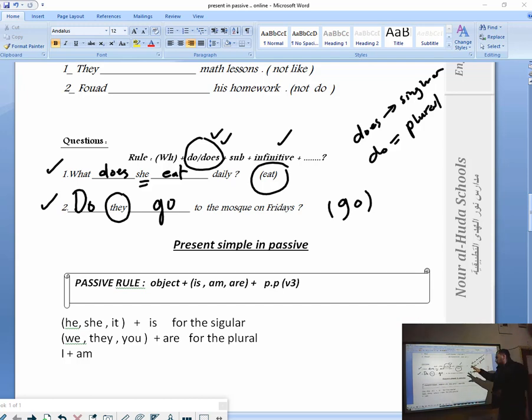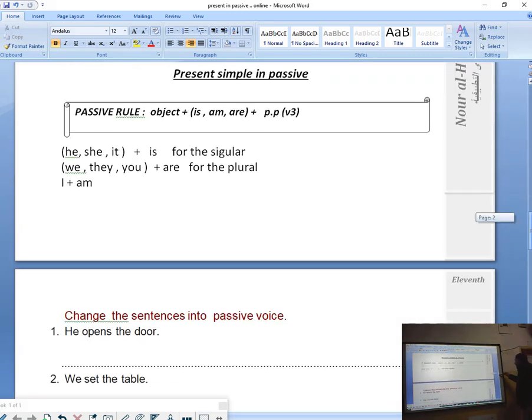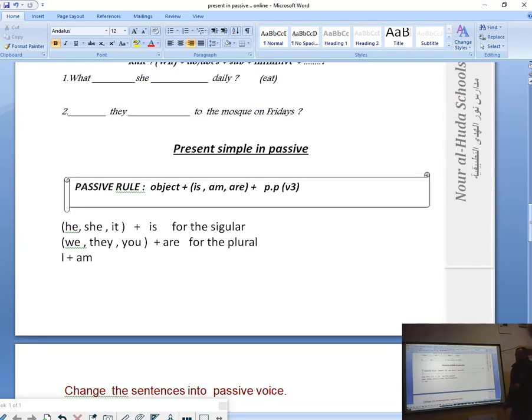Now, we want to speak about the present simple and passive. I should first know the rule of the present simple and passive. Ladies and gentlemen, if the sentence is present simple, or the sentence has some of the key words for the present simple, I should use the present simple passive. The rule is simply we start instead of the subject with the object.